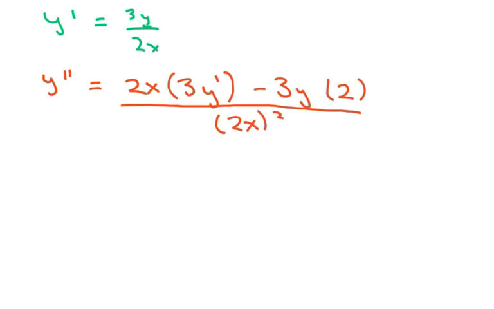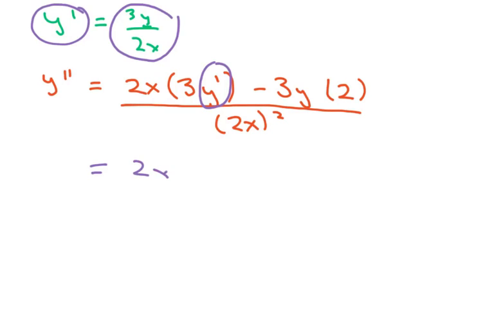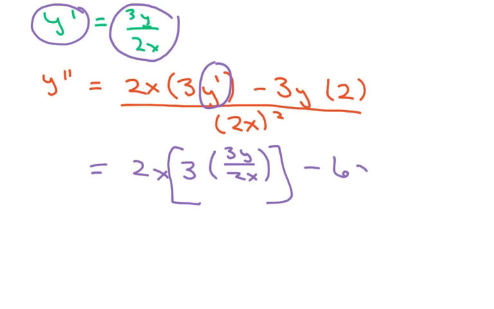Alright, so what we're going to do now is I know my derivative is 3y over 2x. That's what y prime is, so I'm going to substitute that back in here. So we get equals 2x times 3, and my y prime is 3y over 2x. Minus 6y all over 2, well, this is going to be 4x squared.